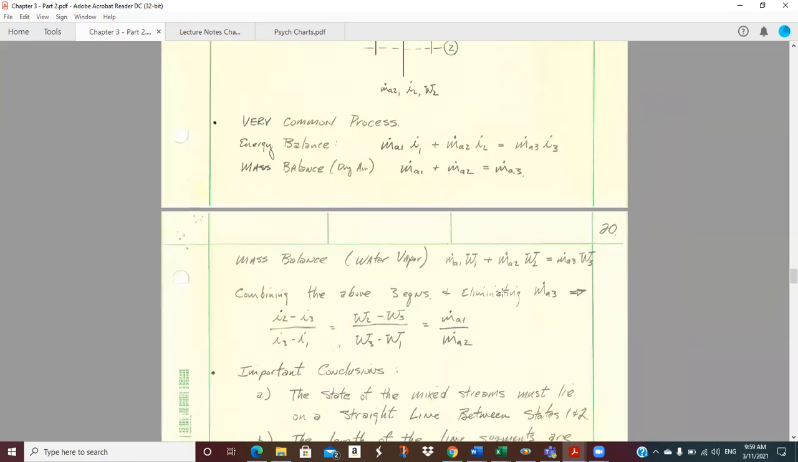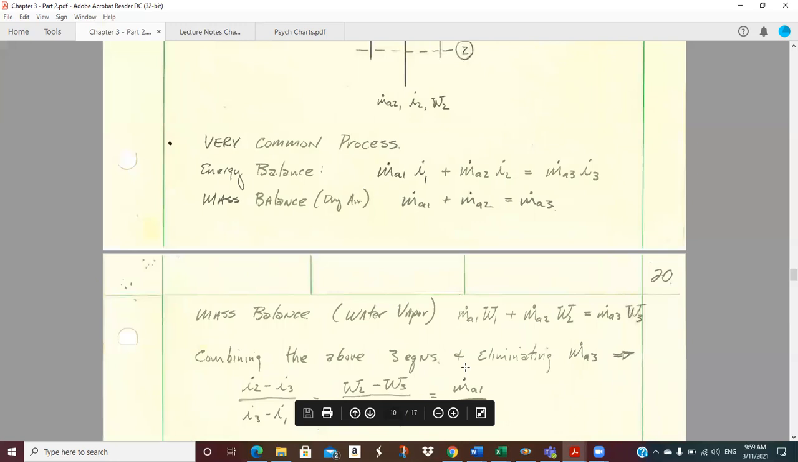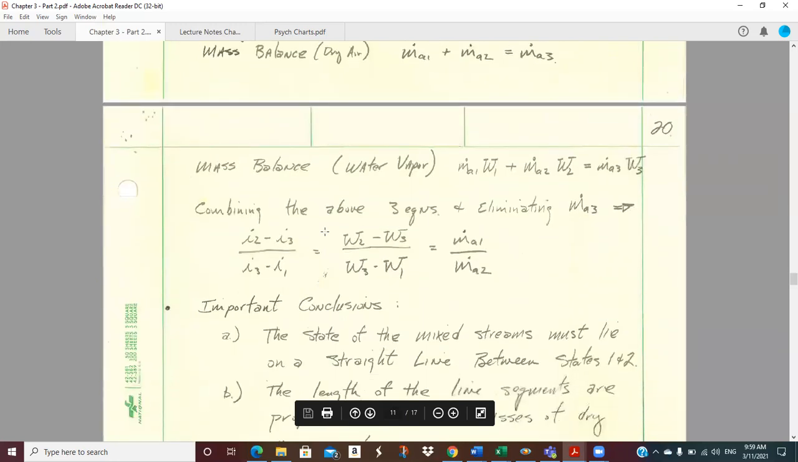So you got three equations to play around with, and I didn't go through all the math. I mean, it's substitution and rearrangement. But so you can come up with an equation like this. This is one way that this gets written. And so this says that I2 minus I3, okay, so this is the one that comes in the bottom, minus I3 divided by I3 minus I1 is equal to the humidity ratios, W2 minus W3 over W3 minus W1. And those ratios are equal to the ratio of the mass flow rate at one to the mass flow rate at two. Okay.